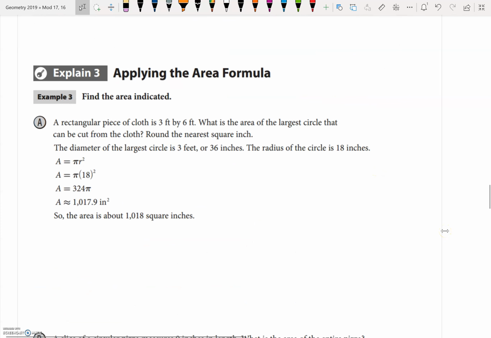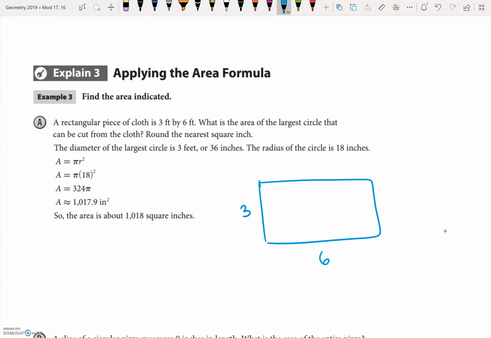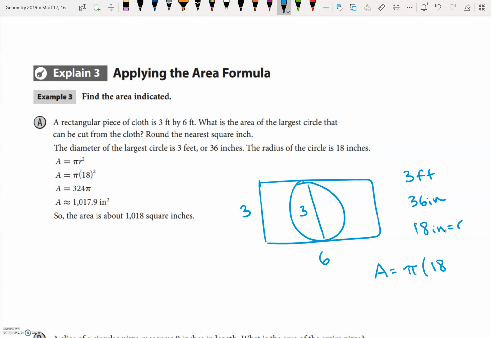It says a rectangular piece of cloth is 3 feet by 6 feet. So this is 6 and this is 3. What is the area of the largest circle that can be cut from the cloth? We have a maximum diameter of 3 feet. We want to figure out how many inches that is. Well, that's 36, so 36 inches is the diameter. If we divide that by 2, we get 18 inches is the radius. So we do area equals pi times 18 squared. And that's where those numbers come from.